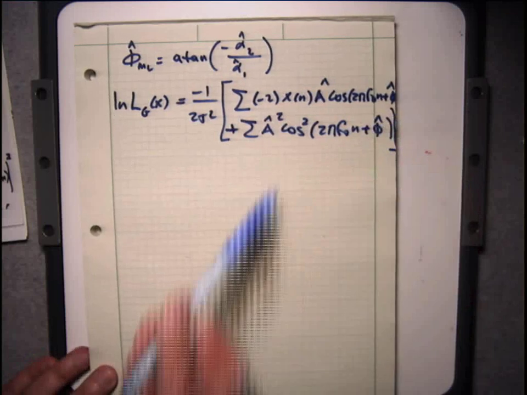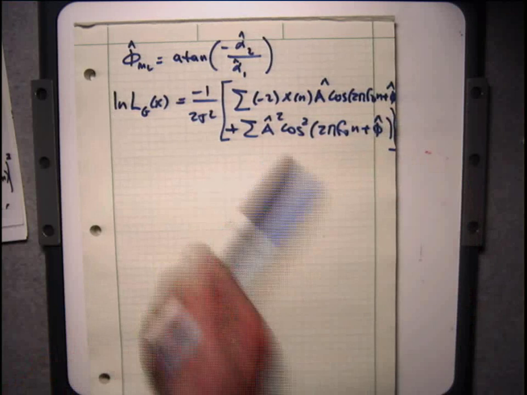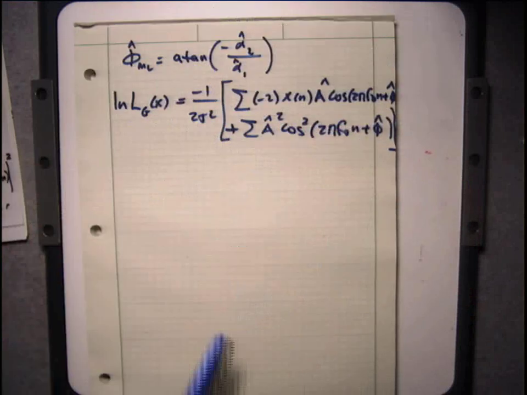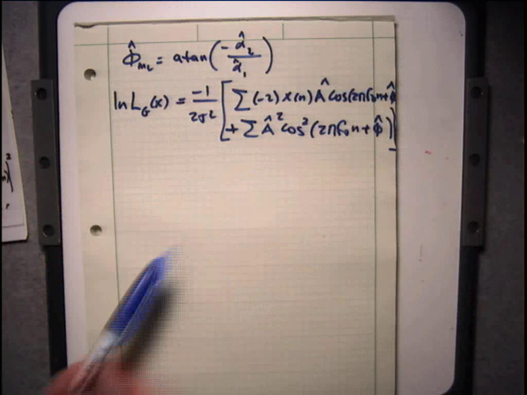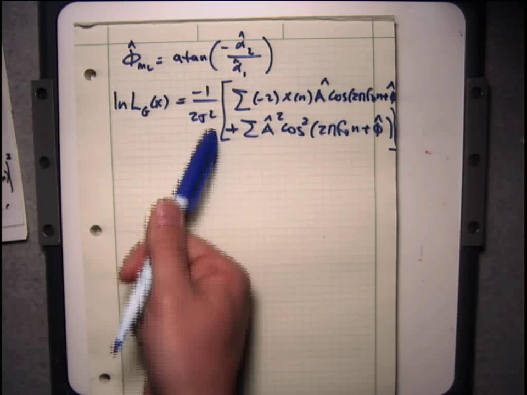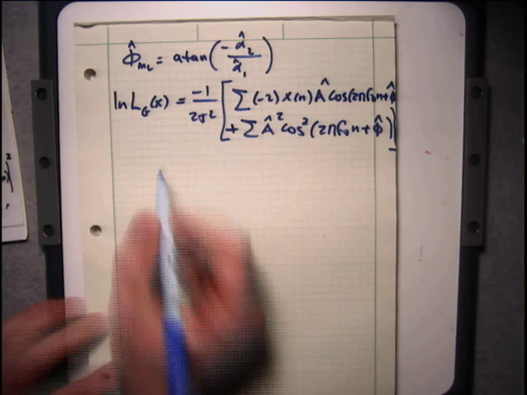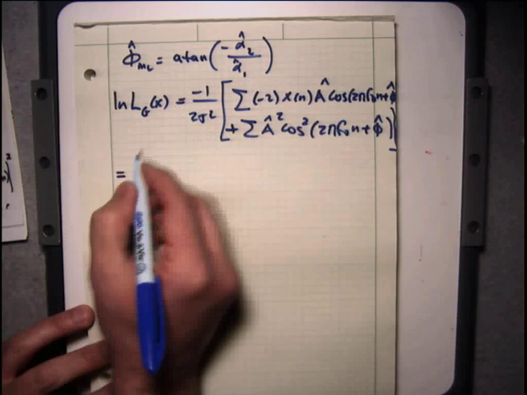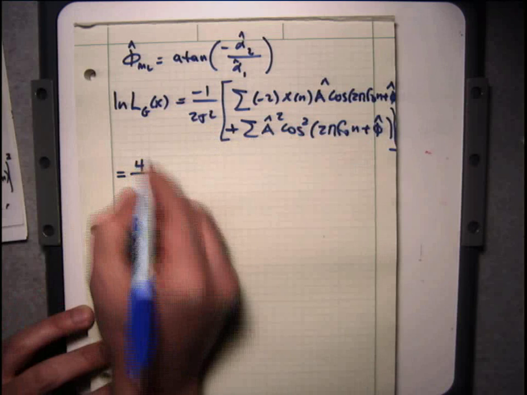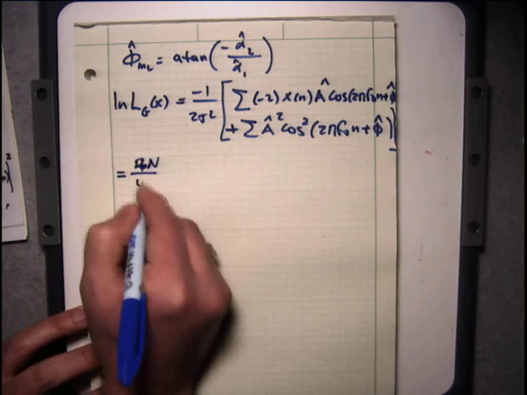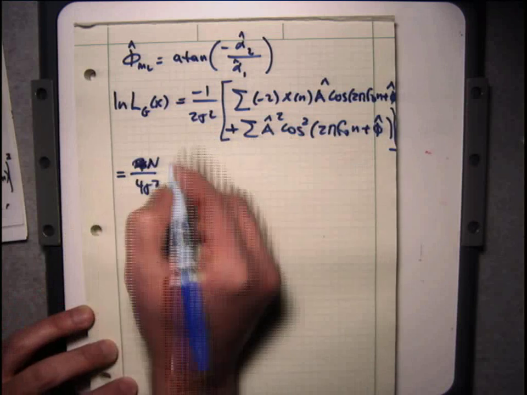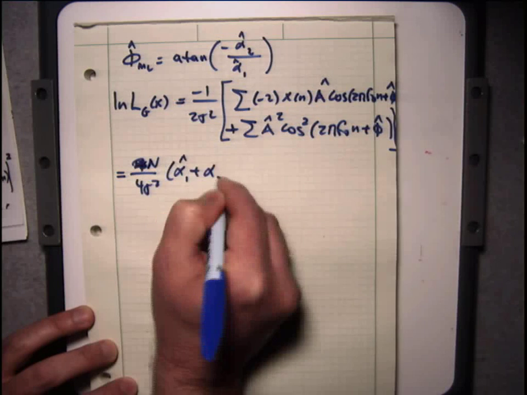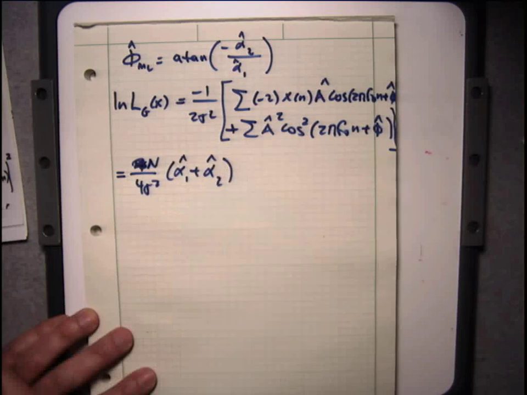And in fact, if you now go back and look at this expression here, what you'll see is you can rewrite this in terms of alpha 1 and alpha 2. In fact, I'm going to skip a couple of steps of algebra, and this turns out to be n over 4 sigma squared times alpha 1 hat plus alpha 2 hat. Okay?